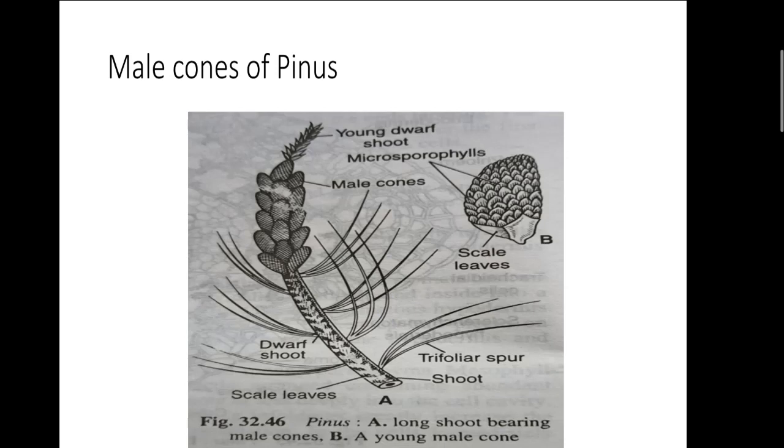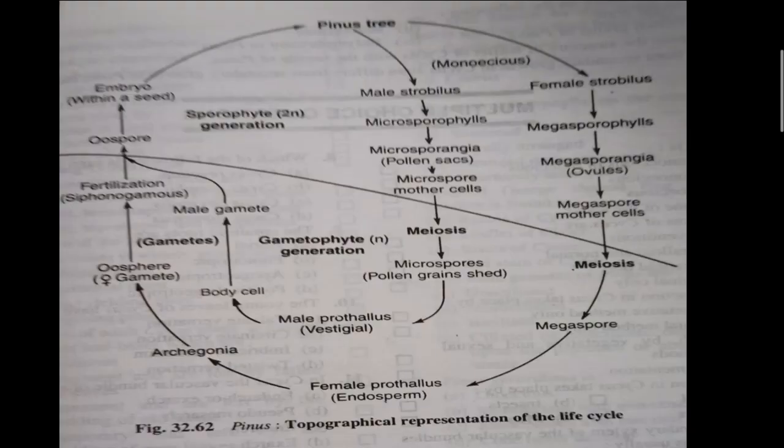Here you will see that the cone is in a cluster, that is the male cone. Male and female cones are both present on the same tree, so it is called a monoecious plant. Here you will observe the life cycle of the Pinus tree.